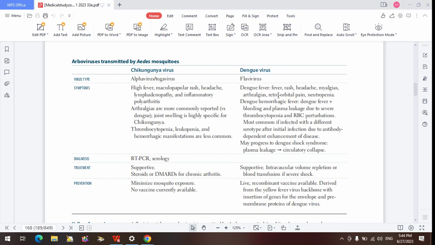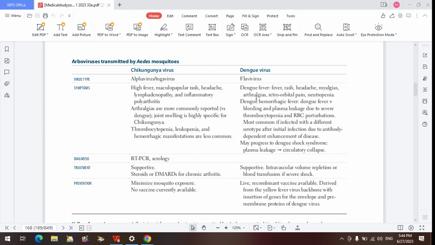So for the fever, you just have the fever, just like in chikungunya. They have the rash, maculopapular rash too. There's headache, there's myalgia. They can have arthralgia too, and retroorbital pain. You can have this retroorbital pain in Zika too, but it's good to pay attention to the neutropenia that you have in the fever.